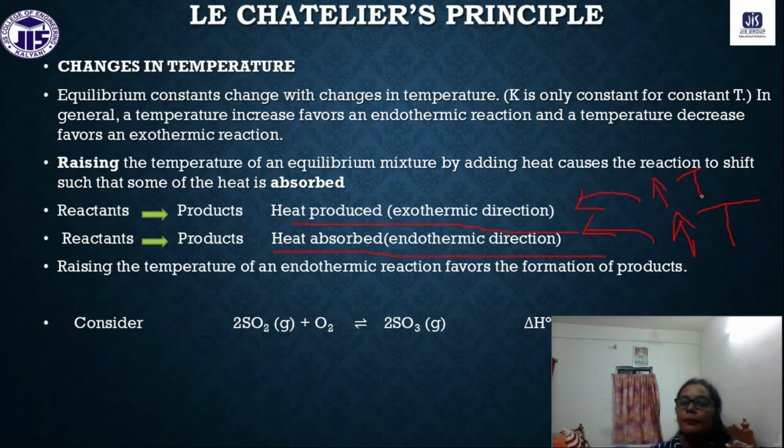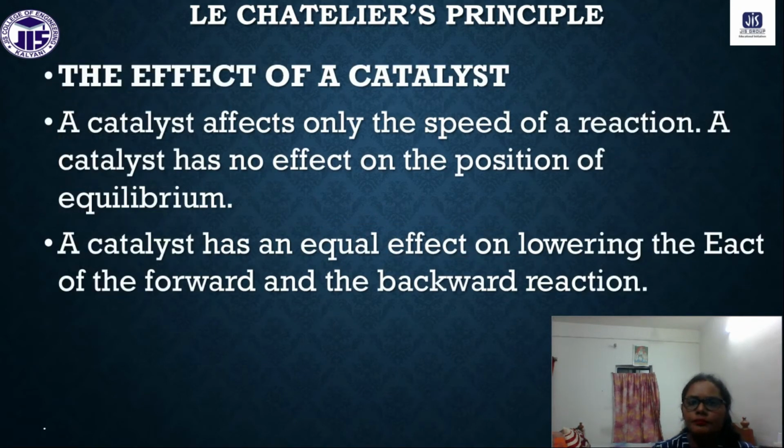So what will happen? This excessive heat can be reduced by increasing the amount of the backward reaction. That means that heat will be absorbed, and from the product molecules we will get the reactant molecules, so the backward reaction will be followed. Okay, so these are some of the effects of temperature on the endothermic reaction and on the exothermic reaction. Now catalyst.